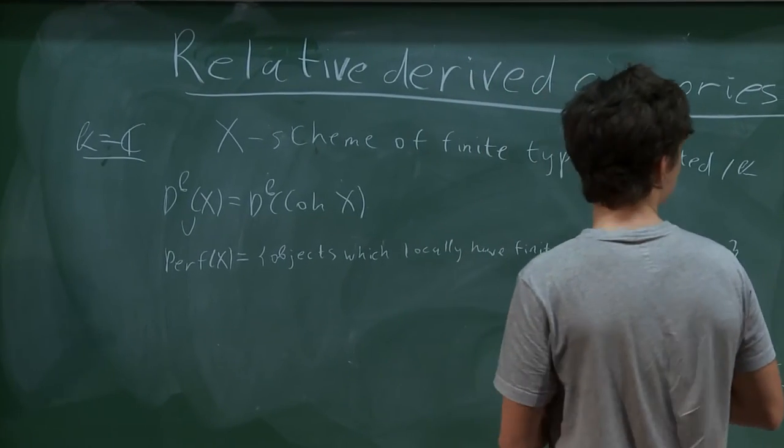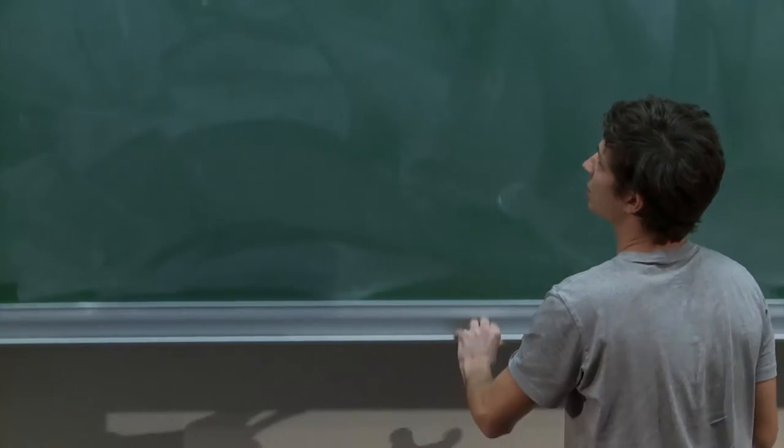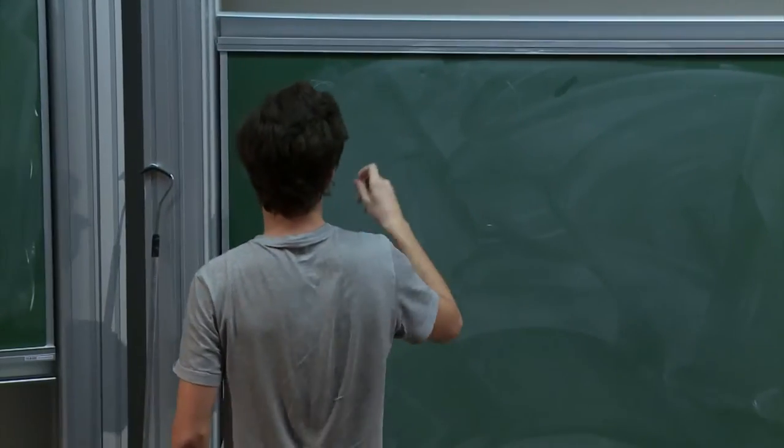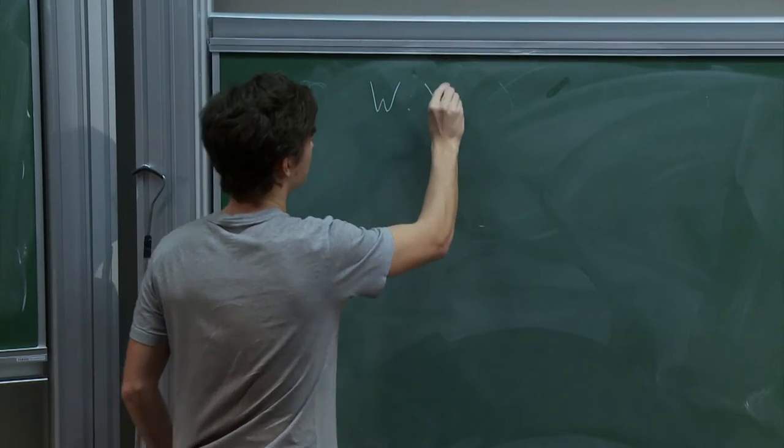Another object which is also quite known and which appears naturally in mirror symmetry is the category of matrix factorizations. Namely, suppose that we have a regular function on X.